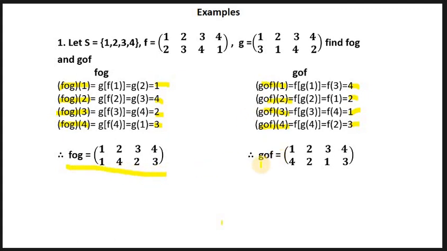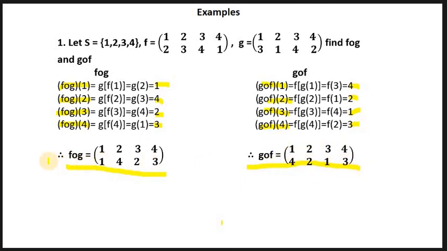Then similarly, g of f is equal to first row of g as it is. Then the second row, that is g of f of 1 is equal to 4. That's the first image, that is image of 1. And image of 2 is 2. Image of 3 is 1. Image of 4 is 3. Hence, f of g is equal to 1, 2, 3, 4, 1, 4, 2, 3. And g of f is equal to 1, 4, 2, 3, 3, 1, 4, 3.